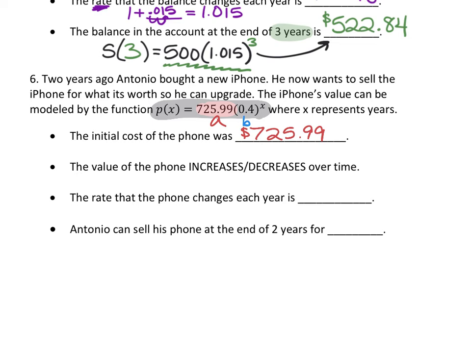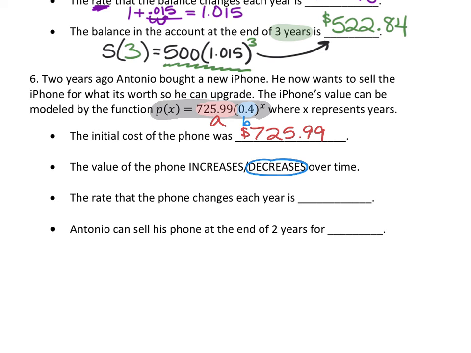And the value of this phone, is it going to increase or decrease over time? Now, logically, we know this as well as the equation tells us. The B value is less than 1, which means it's going to be a decay function. Plus, if you try to sell back an iPhone later, you're never going to sell it for the amount you bought it. It's going to be worth less. It's going to decay or depreciate.